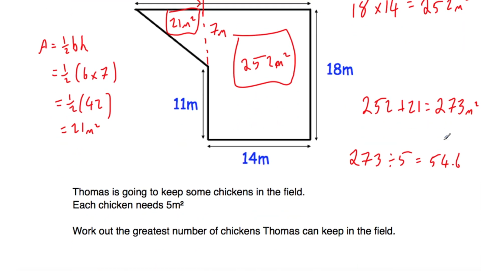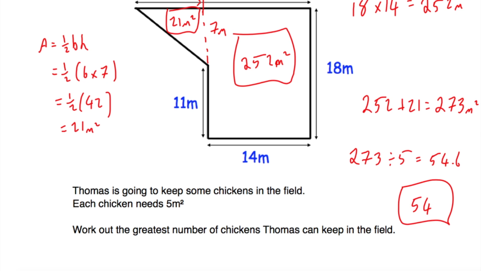Now we've been asked what's the greatest number of chickens he can keep in the field. The greatest number he can keep in the field, so they've got enough space, would be 54 chickens. And that's it, the answer is 54. And if you got that, well done.